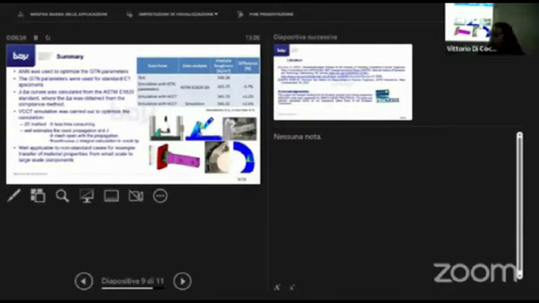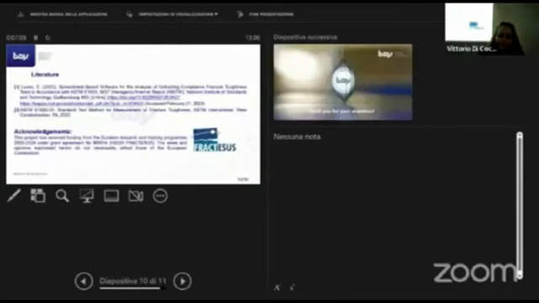We think that this method could be applied later for large-scale specimens, large-scale components, and also small-scale miniaturized specimens. And thank you very much for your attention.